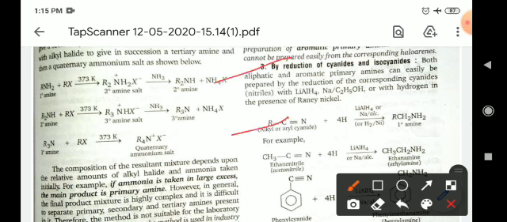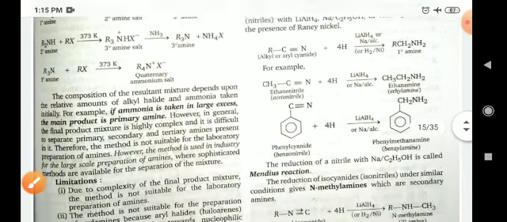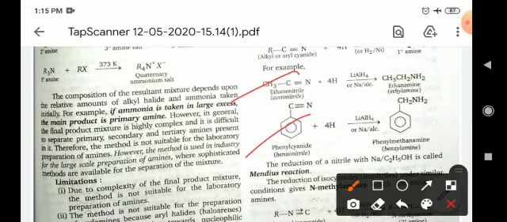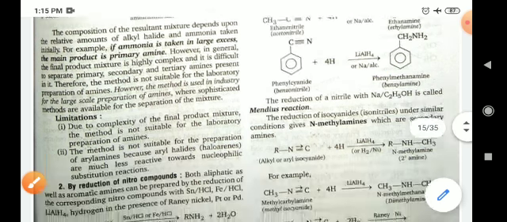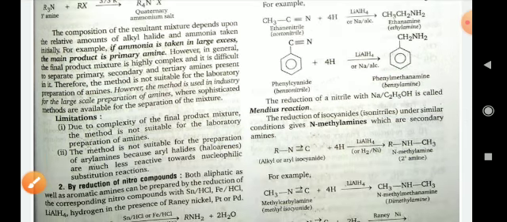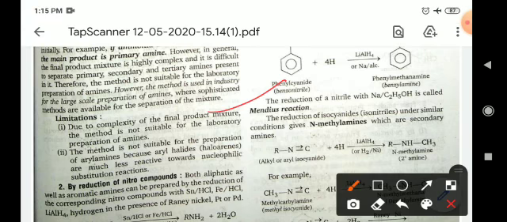Next, by reduction of cyanides and isocyanides. The cyanide group on reduction with lithium aluminum hydride will be converted into an NH2 group. Another reaction you can see here on the benzene ring: if a cyanide group is present, in the presence of lithium aluminum hydride this CN group will be converted into a CH2NH2 group. This is a named reaction, known as the Mendius reaction.